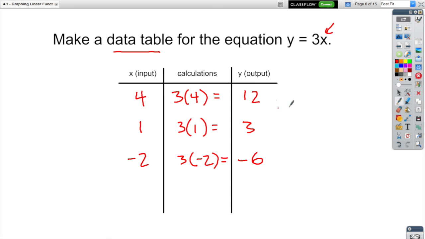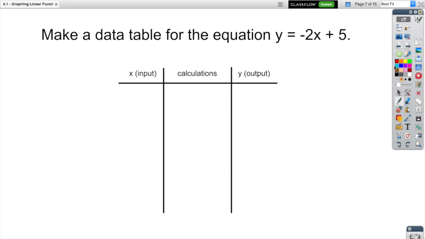All right, let's try one more like that. Let's put another example in our notes. Let's make a data table for this one. Now, once again, for the input, you get to pick. So let's say I pick 2. So the 2 goes into this input for x. And so we do our calculations here. -2 times 2 plus 5. Now, of course, we have to remember our order of operations, which is -2 times 2 is -4. And then -4 plus 5, that's 1. So an input of 2 gives us an output of 1.